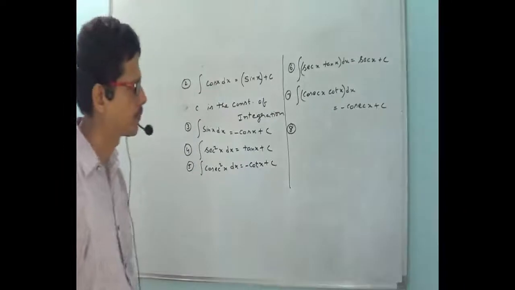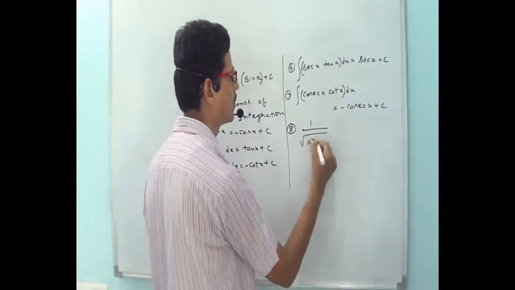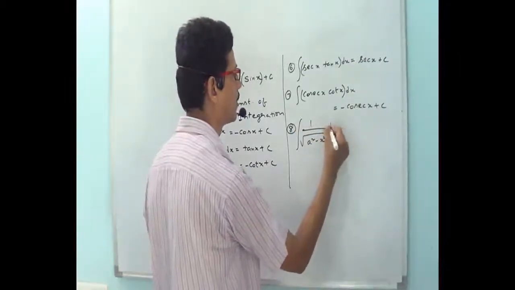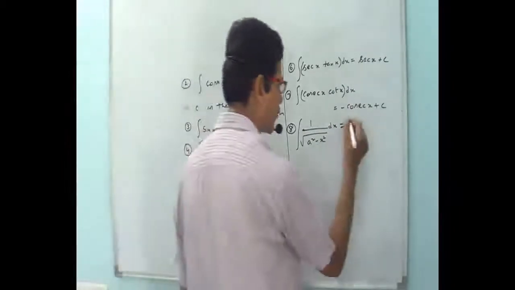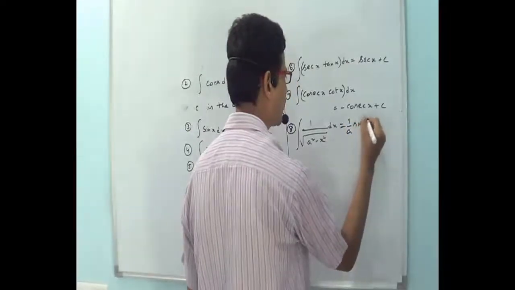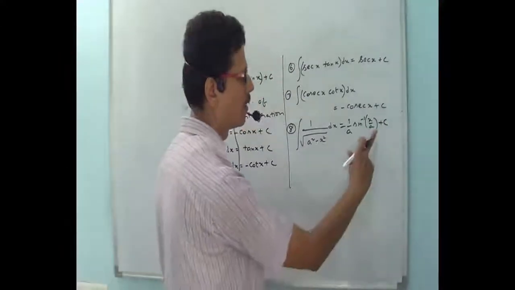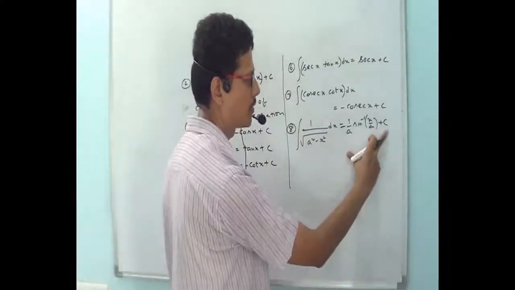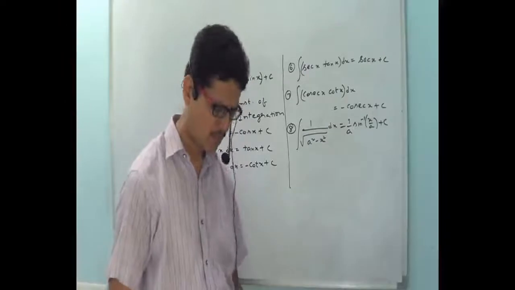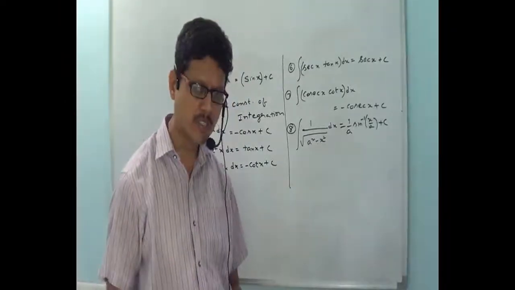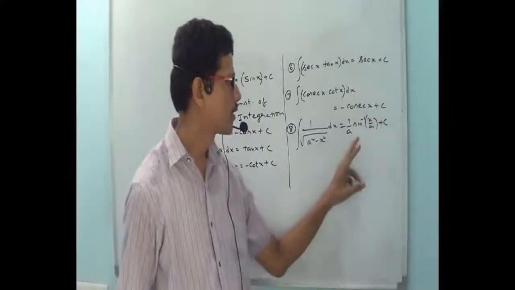Next, eighth one, integral of 1 by root a square minus x square dx. This is nothing but 1 by a sine inverse x by a plus c. Only in a few problems we will be getting this. Sine inverse is also an inverse trigonometric function. Sine inverse x by a.